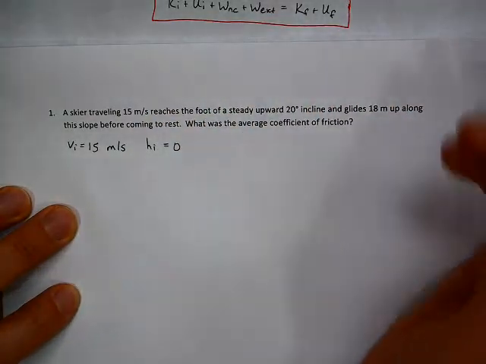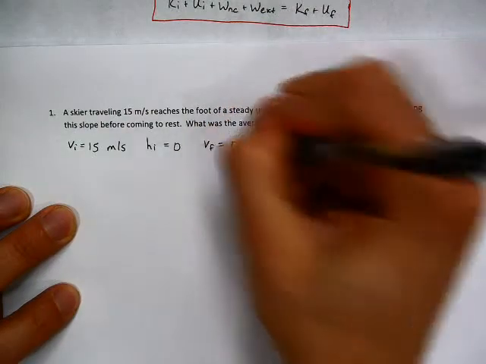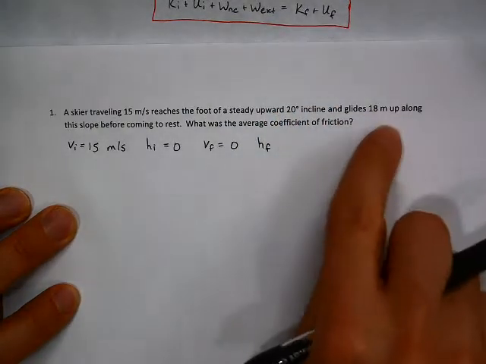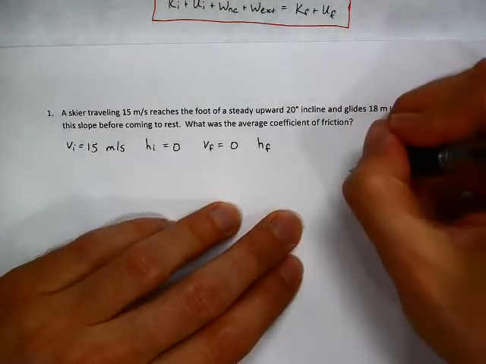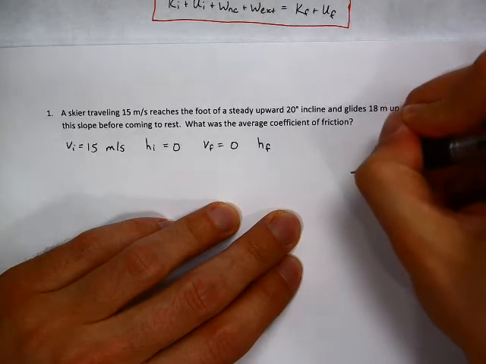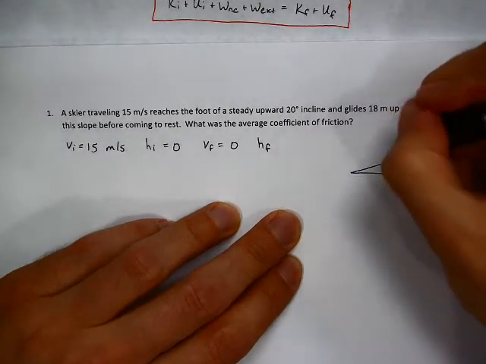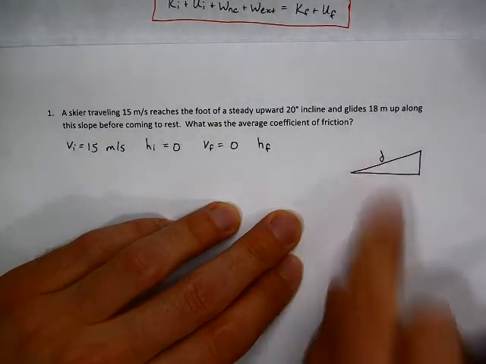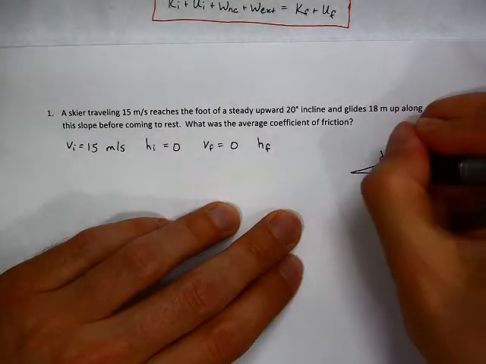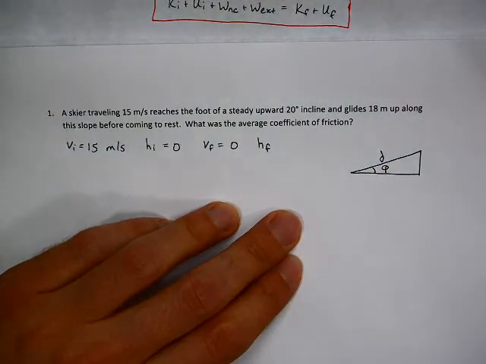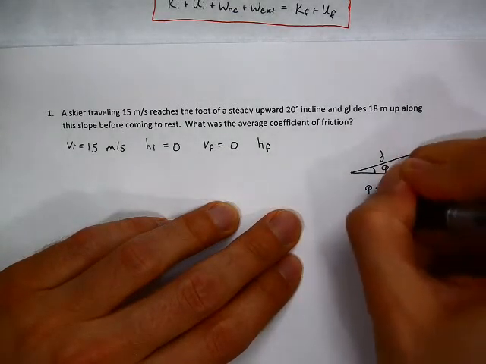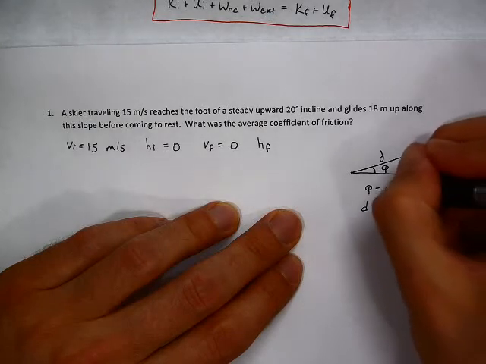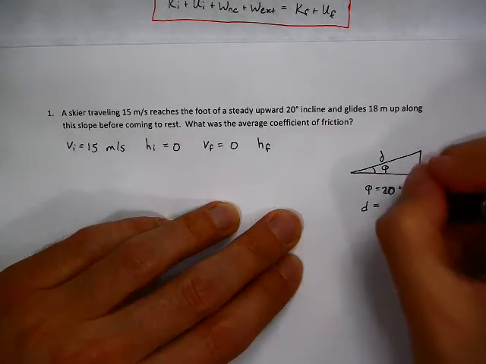My final speed, rest. My final height, well, it's not 18. Here's the slope. This hypotenuse right here, this is 18. D equals 18 meters. And this angle right here is 17 degrees. So our angle is 17 degrees. D, the distance up the hill, is, oh, I'm using the wrong numbers. That's 20 degrees. Sorry. 20 degrees, and this is 18 meters.